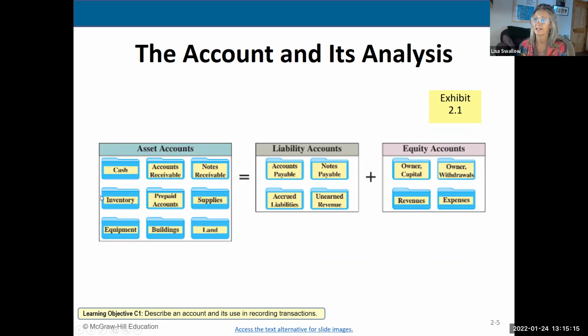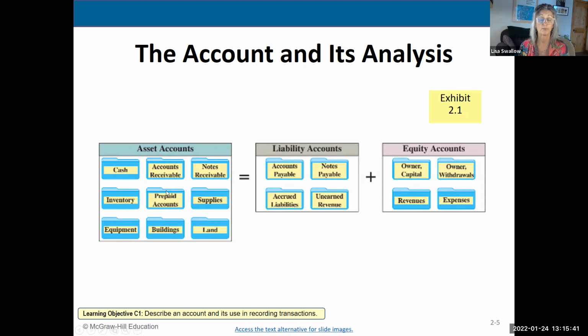Here's all my assets. And there might be some things in there that you're not familiar with yet, like inventory. Inventory is for a company that sells things, right? Products rather than services. So, you know, Walgreens has an inventory account, whereas my tax consulting business doesn't have any inventory because I sell a service.